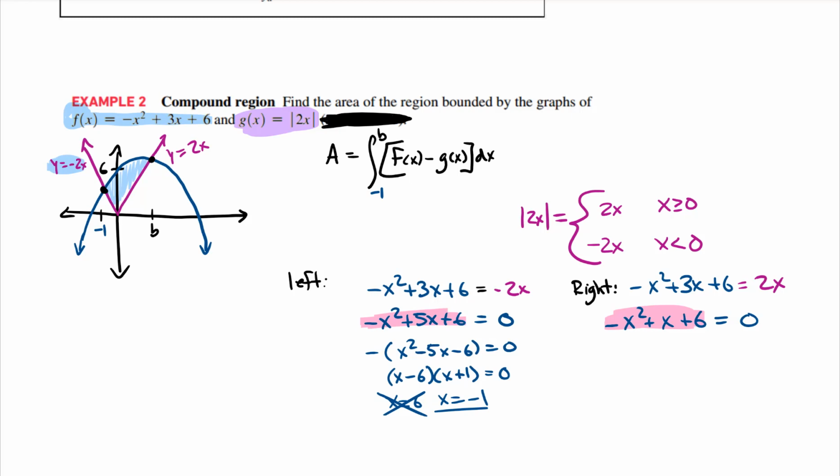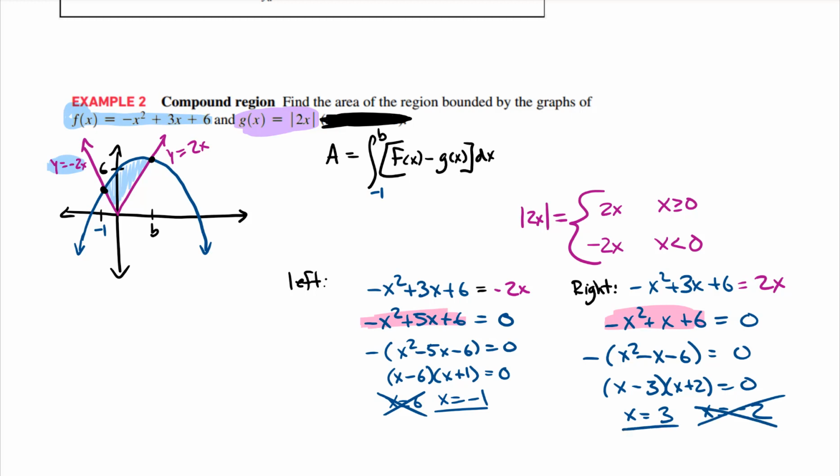All right, so once again, we're going to factor out the negative. We're going to divide by that negative 1, and then we're going to factor. What is this one? Minus 3, positive 2. Yep. So we get x equals 3 or x equals negative 2, but we're on the right-hand side, so it can't be negative. It has to be the positive. So we have now found our b.